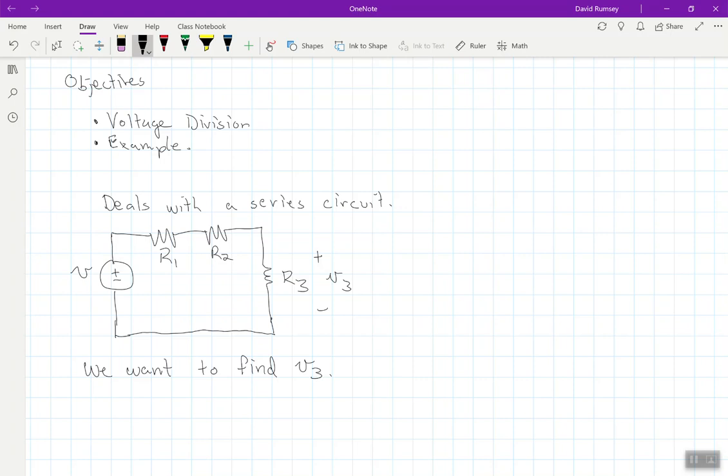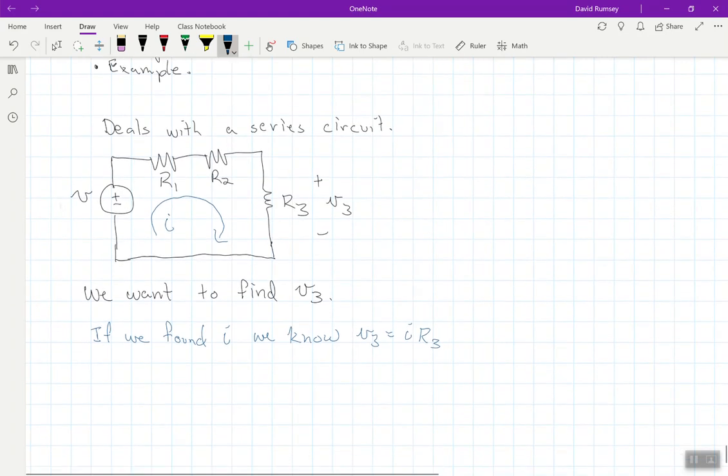So we want to find V3 in this here. Now, this is a series circuit, so one thing we've talked about in the other videos is that one thing we know about a series circuit is that the current through all the components is the same. And specifically one we want to find here is the voltage 3. Now, if we found I, we know V3 is simply going to be I times R3 if we found the current.